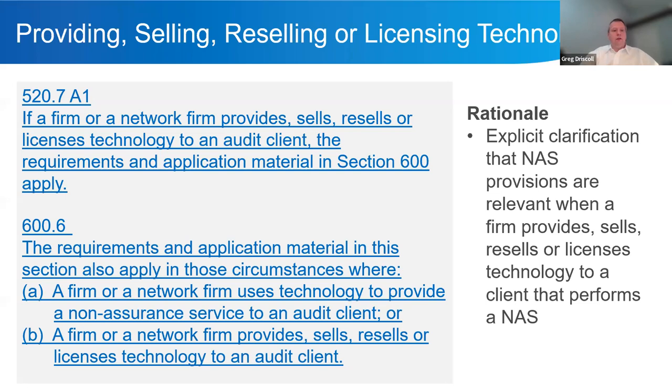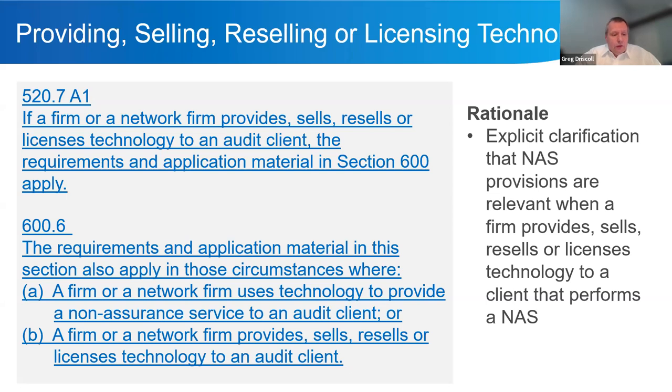So two paragraphs covering that. The first in Section 520, in case users of the code look at that provision of technology as a business relationship first, 520.7A1 will point them back to Section 600 in that case, indicating that the requirements and application material in Section 600 would apply.